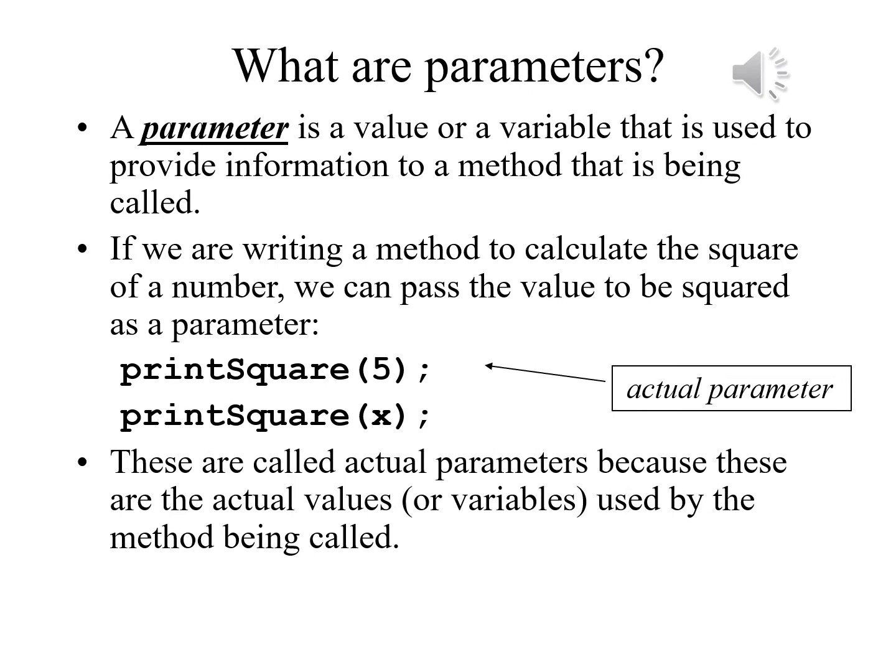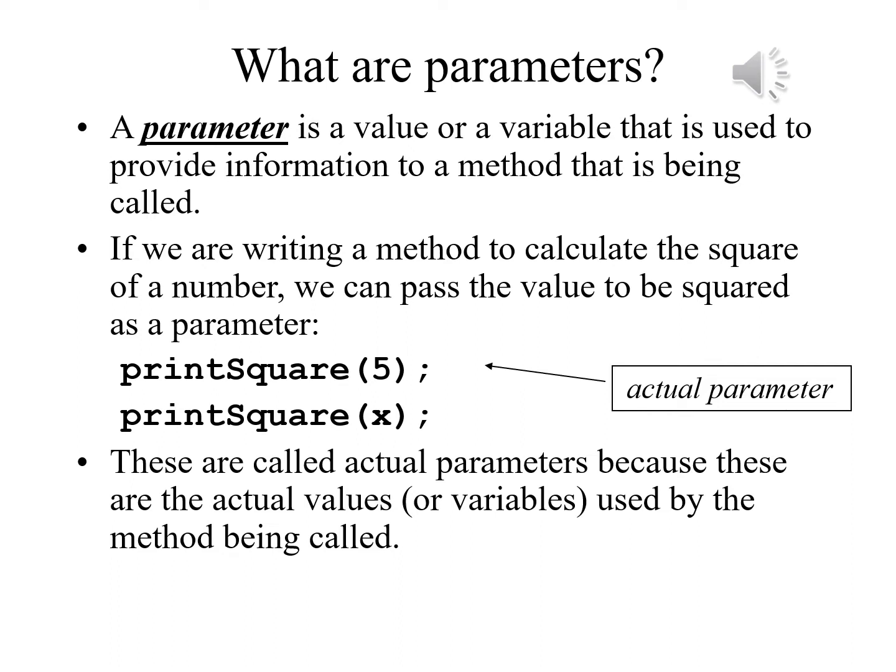Once we start talking about methods, we need to talk about parameters. A parameter is a value or a variable that is used to provide information to a method that is being called. For example, if we are writing a method to calculate the square of a number, we can pass the value to be squared as a parameter, as you see here: printSquare(5) or printSquare(x). I can use a literal value, or I can use a variable.